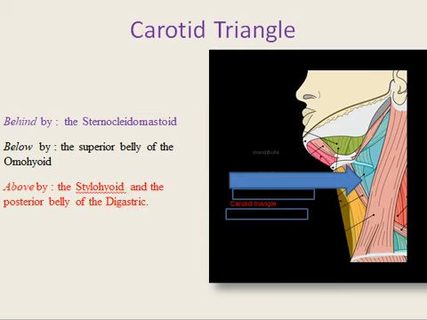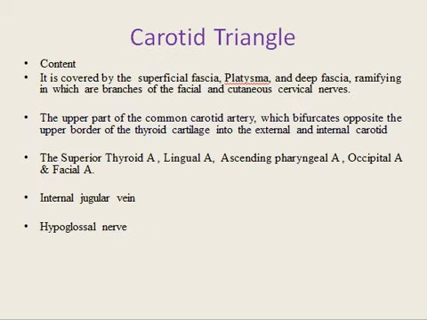Now coming on to the content of the carotid triangle. It is covered by the superficial fascia, platysma and deep cervical fascia, ramifying in which are branches of the facial and cutaneous cervical nerve.